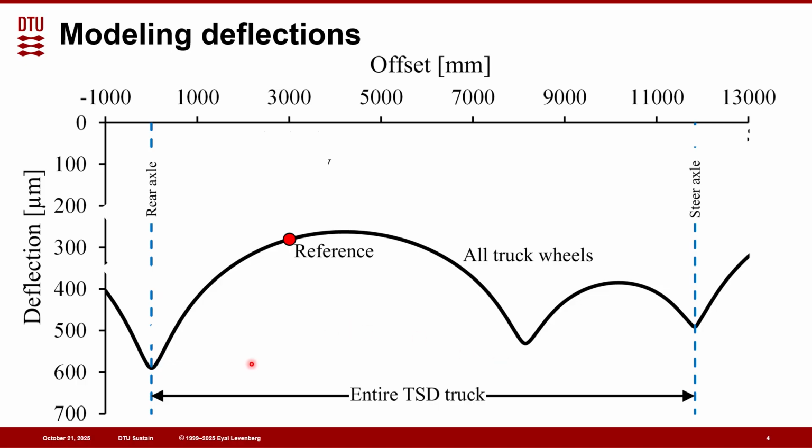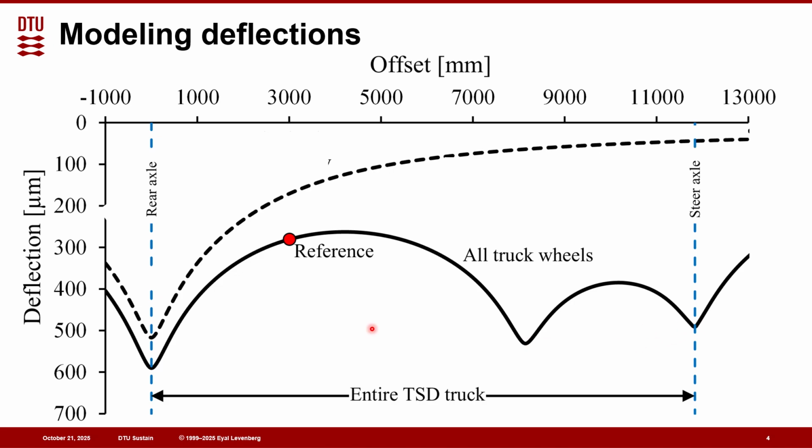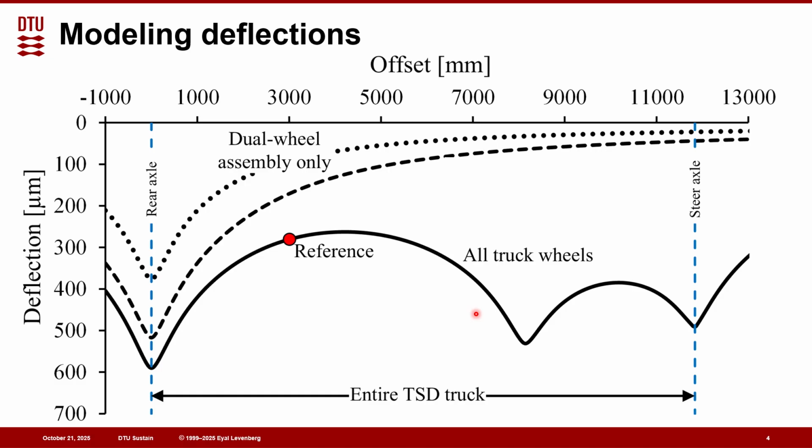What can be seen is you have a peak deflection around the rear axle. There's another local peak here under the drive axle, and there's another one here under the steer axle. If we were to ignore the steer axle and the drive axle and just keep the rear axle, this would be the calculated deflection basin. And if we were to consider only the dual wheel assembly that is close to the laser beam, then this would be your deflection basin.